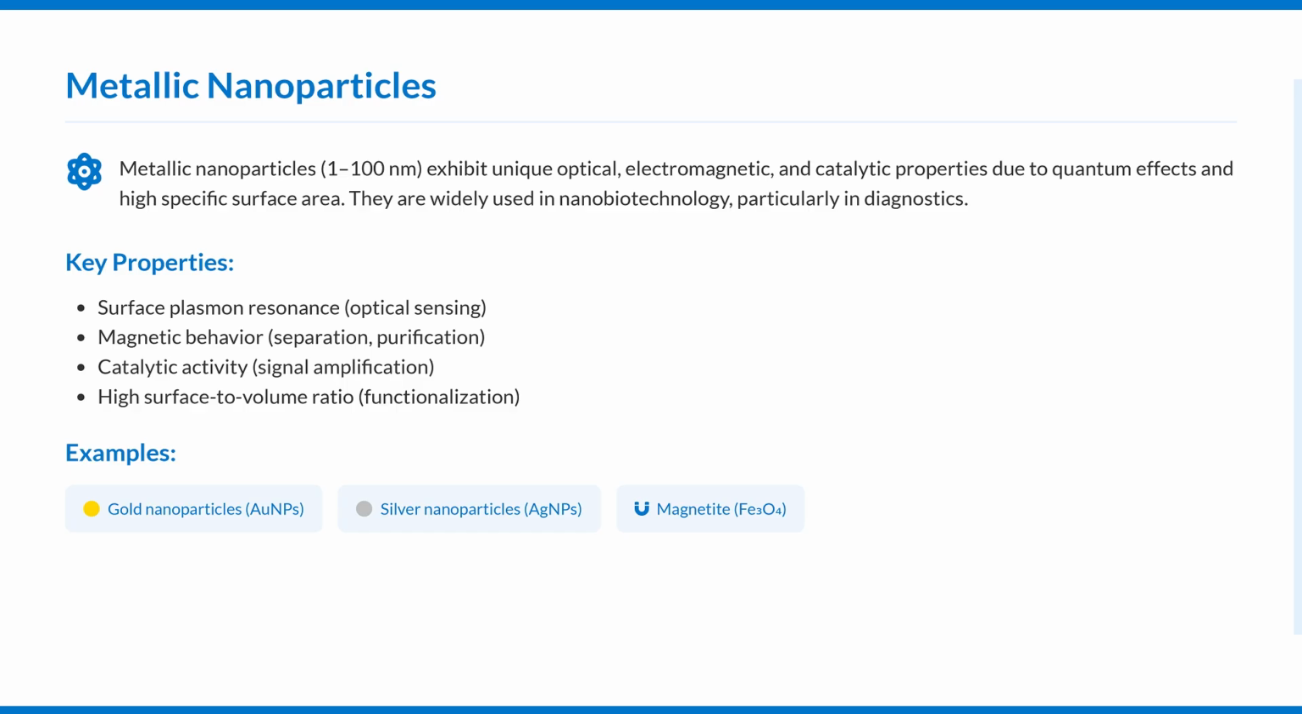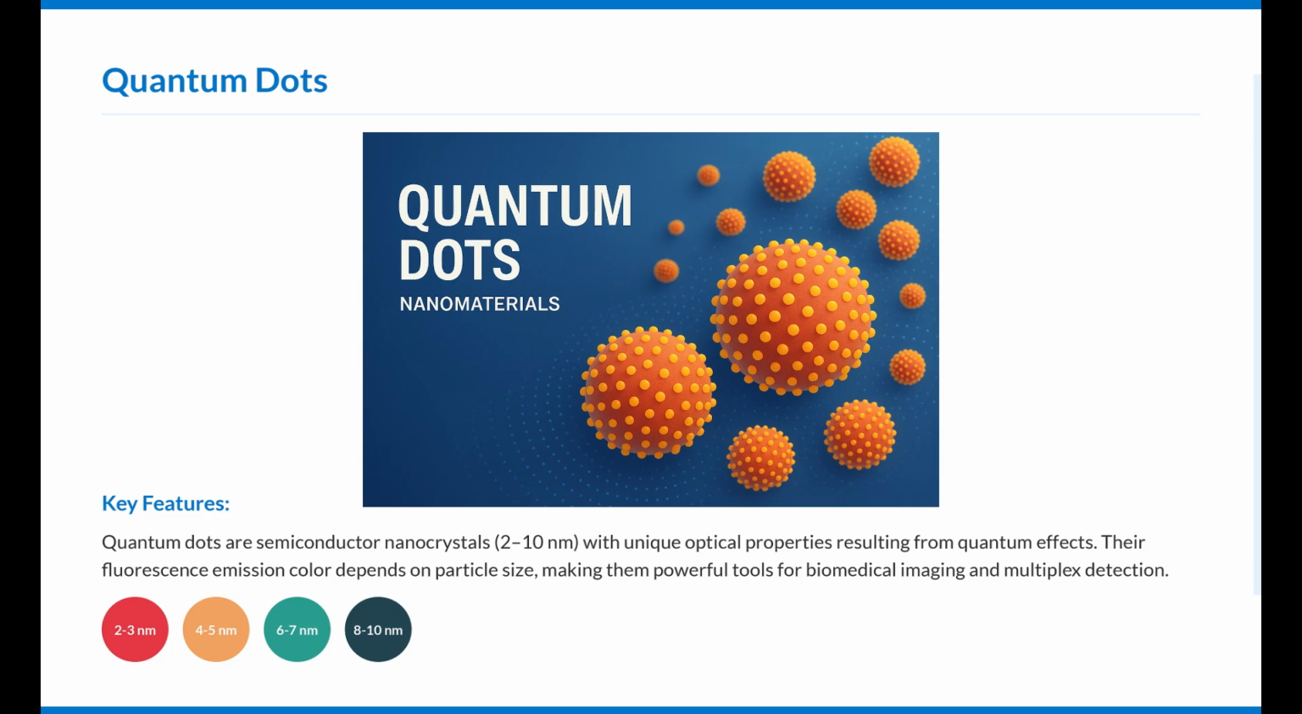Key properties: surface plasmon resonance, optical sensing, magnetic behavior, separation, purification, catalytic activity, signal amplification, high surface to volume ratio, functionalization. Examples: gold nanoparticles, silver nanoparticles, magnetite. Quantum dots. Key features: quantum dots are semiconductor nanocrystals, 2 to 10 nanometers, with unique optical properties resulting from quantum effects. Their fluorescence emission color depends on particle size, making them powerful tools for biomedical imaging and multiplex detection.